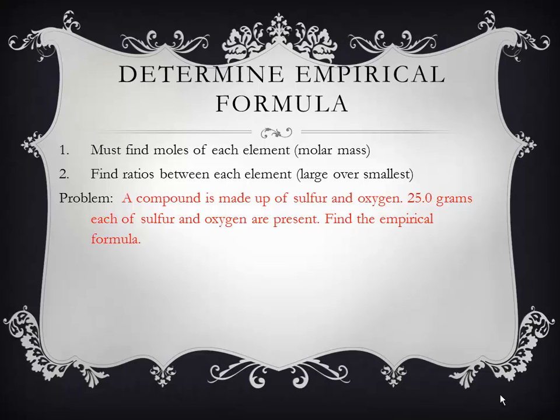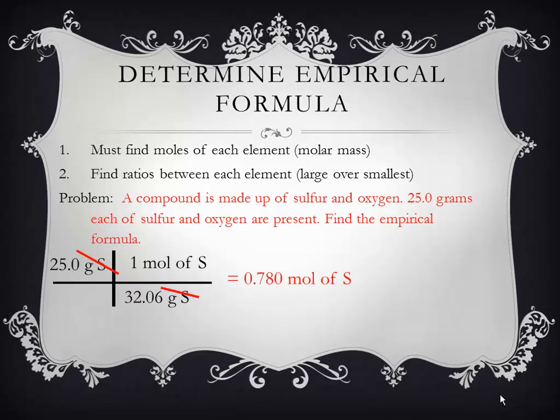So here's an example. You have an unknown compound of sulfur and oxygen. You have 25 grams of each. Find the empirical formula. So first step is to make sure you get to moles. Use 25 grams of sulfur, use the molar mass of sulfur, cancel out the grams, do a little division, you get 0.780 moles of sulfur.